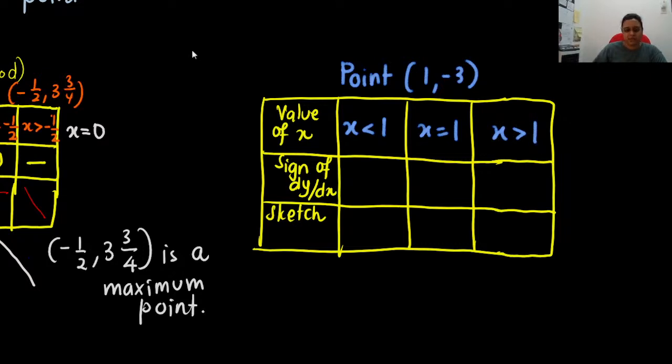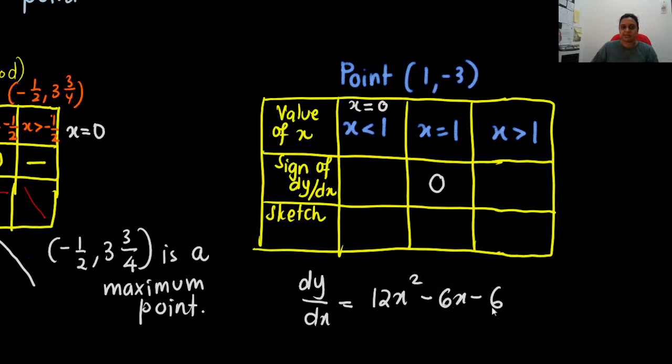Let's start with x equals to 1, which is very easy. The sign will be 0, because equal means straight away 0. For smaller than 1, let's choose one number smaller, which is 0. Substitute the 0 into the dy dx just now, which was 12x squared minus 6x minus 6. Substituting 0, I get negative 6, so the sign is negative.